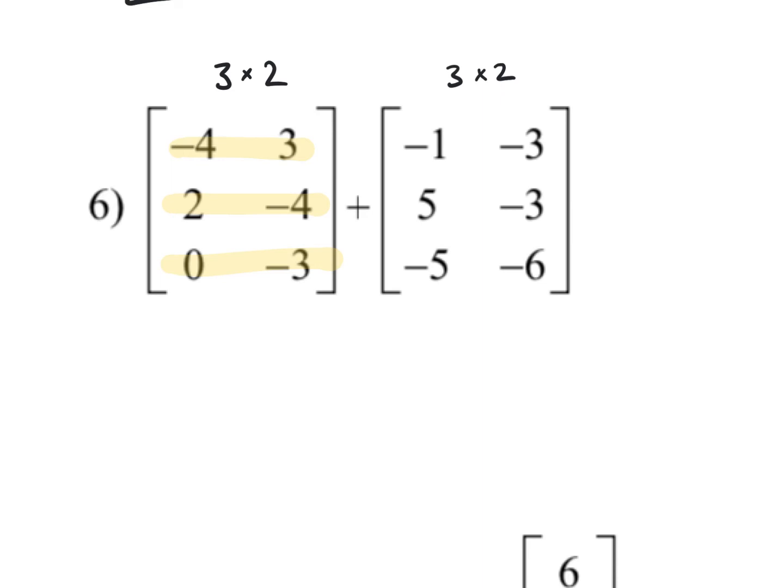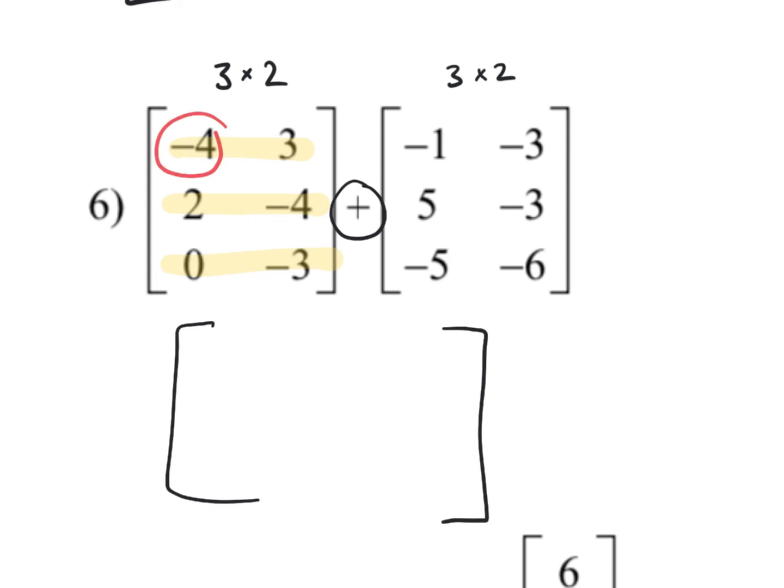All right, so let's add them together because we are adding here. So what do I have to add first? The -4 and -1. So -4 plus -1. What would that be?